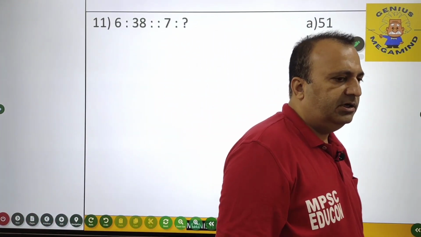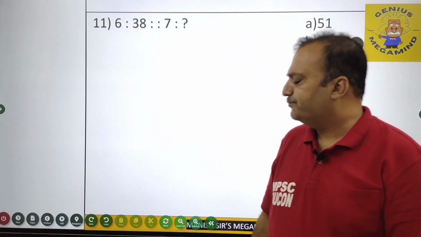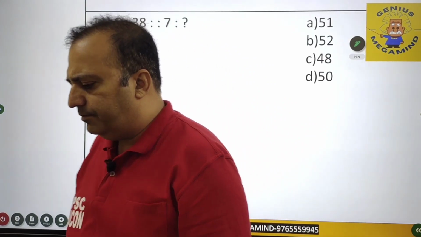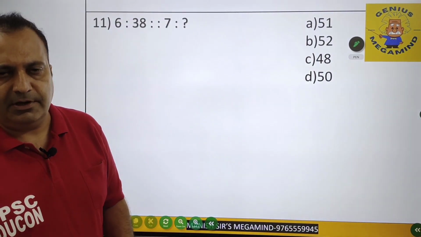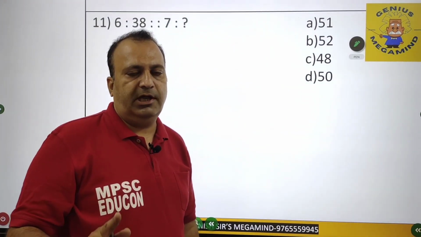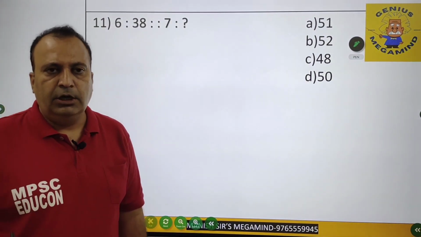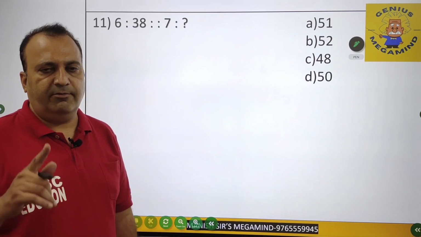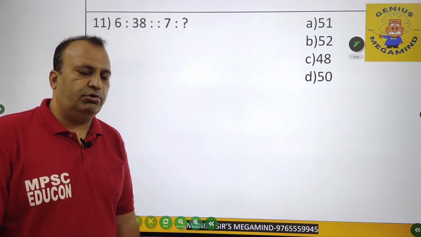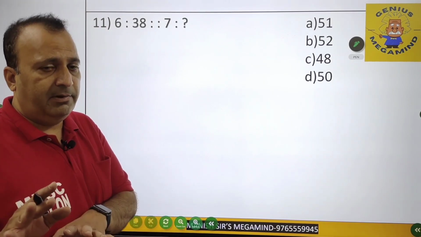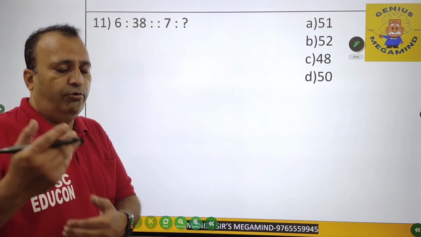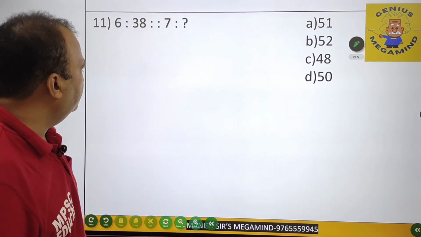Looking at the question, it seems to be very easy to me. I remember telling you that as students of logical reasoning and mental ability, you should know the tables from 1 to 20. You should know the squares of the numbers from 1 to 20. You should also know the cubes of the numbers from 1 to 20. That is the minimum I am asking. If you can go further, that will be very beneficial for you.